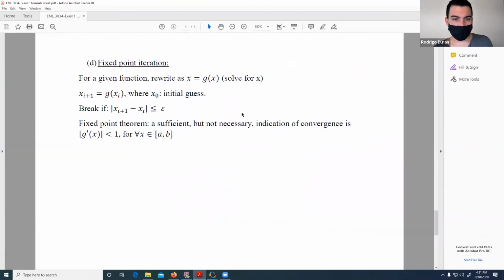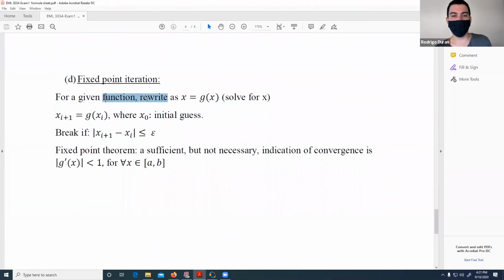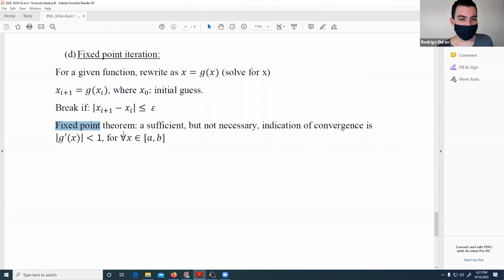There you go. That's for fixed point iteration: for any given function, you rewrite it like what I just said, you solve for x and you make it equal to g(x). This is a statement, and this is always true. If you are doing fixed point iteration and you create your function g(x), the magnitude of g'(x) has to be less than 1 for all values of x within a certain domain.